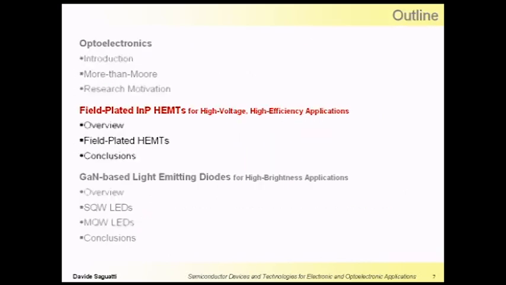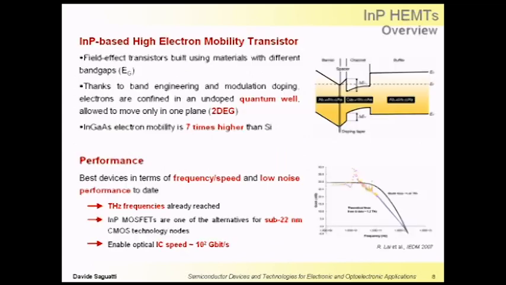So let's now talk about the first device, which is the field-plated indium phosphide HEMTs. High electron mobility transistors are field effect transistors built using different band gap materials. Two large band gap materials, which usually are the same, in this case indium aluminum arsenide, are joined together, and in the middle is put a small band gap material, which is the indium gallium arsenide.